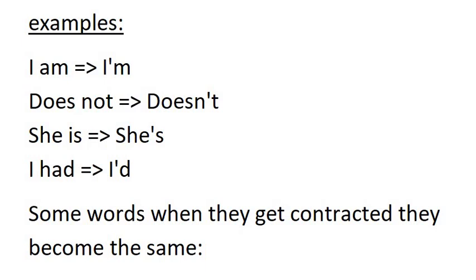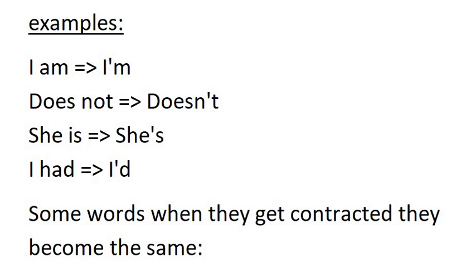The second example is does not. So, I can say she does not play football. So, in order to contract it, I'm going to remove the O from the not and then stick it to the word does and put an apostrophe instead. So instead of saying she does not play football, it's going to be she doesn't play football. So does not will be replaced by doesn't.